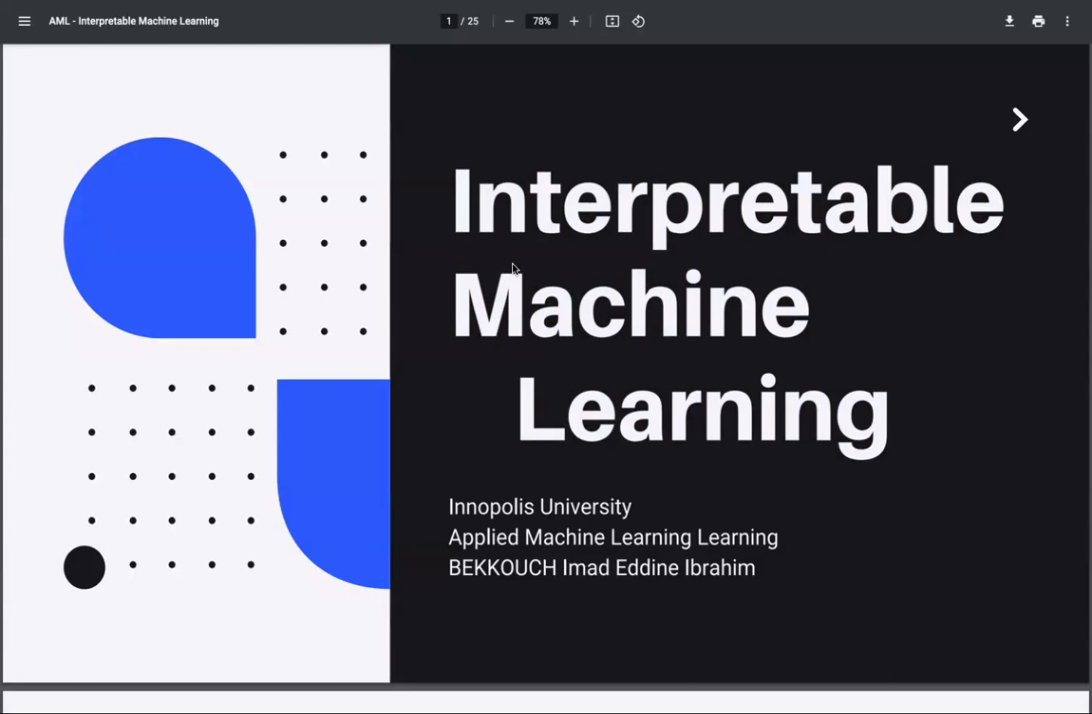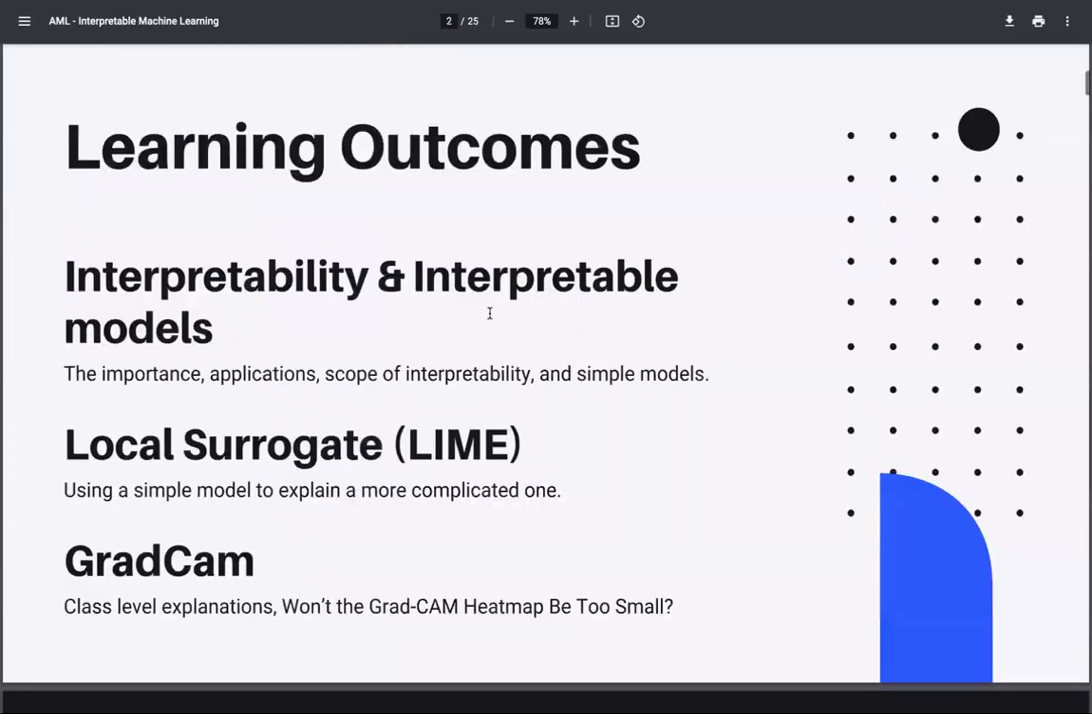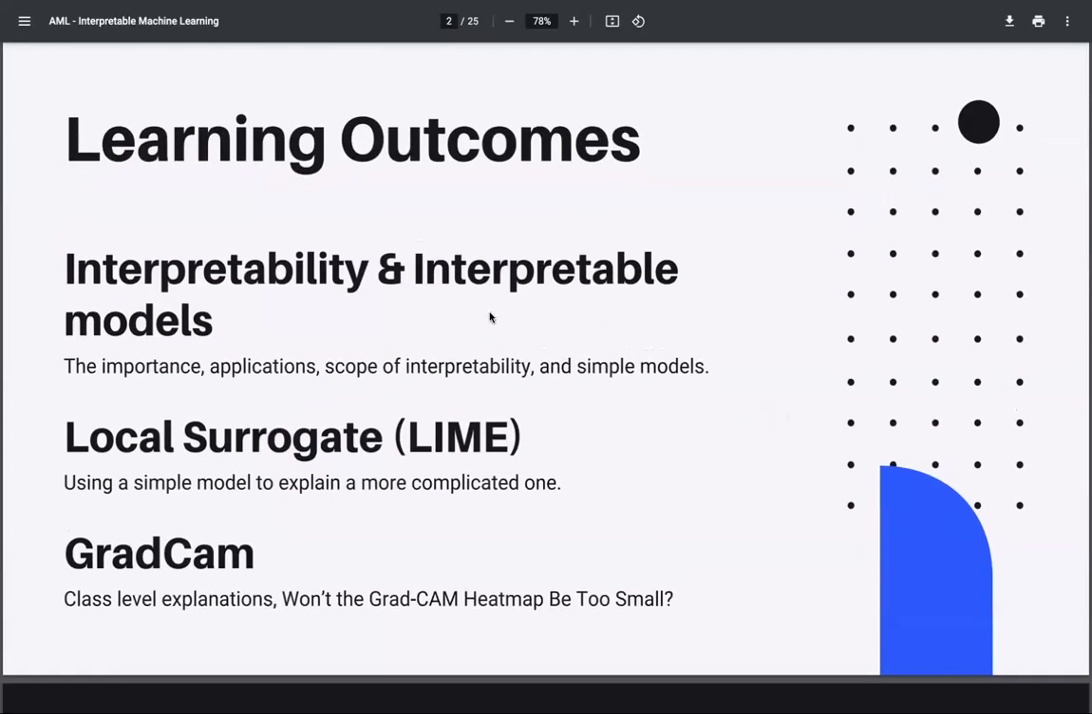Today's lecture is going to be a pretty easy one. It's going to be about interpretable machine learning. The content in general is as follows. We'll first start speaking about interpretability and interpretable models. Then we'll speak about one algorithm, which is an amazing algorithm for interpretable machine learning in general, but it is a black box model, so it's pretty slow. And then we will see a very fast algorithm for interpreting computer vision models, which is GradCam.